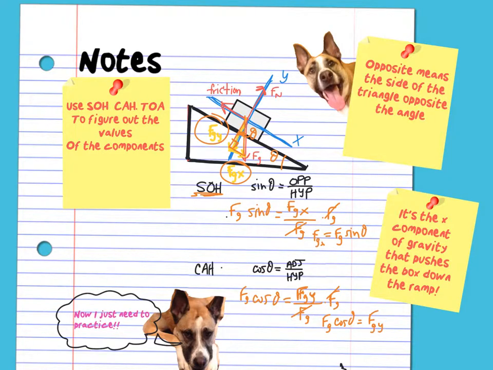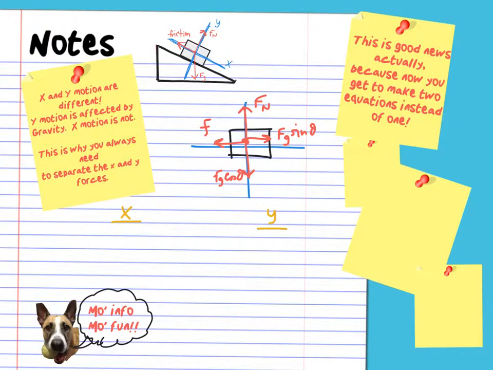the y component. Now, don't go memorizing that the x component's always sine and the y component's always cosine. Depending on how your triangle is labeled, that could change. And if we take a look at what is actually shoving the box down the ramp, it's going to be this vector, your x component. So it's the x component of your force of gravity that is shoving the box down the ramp.